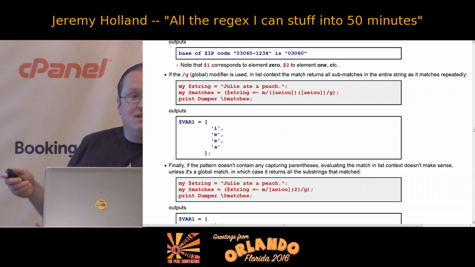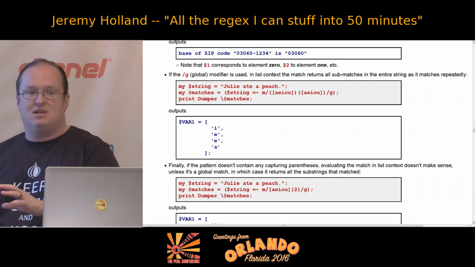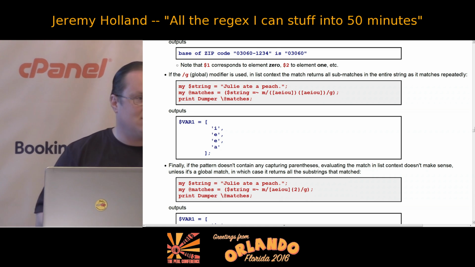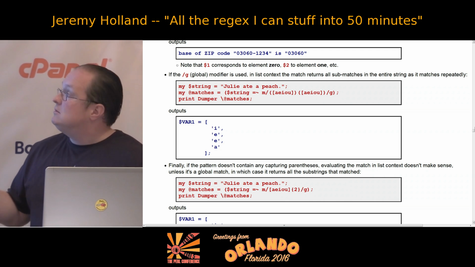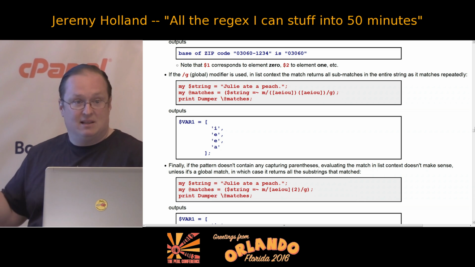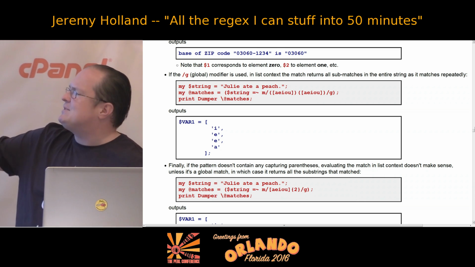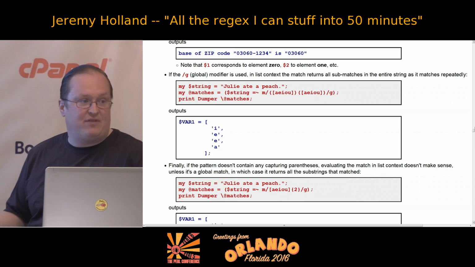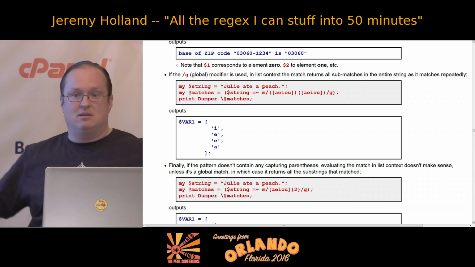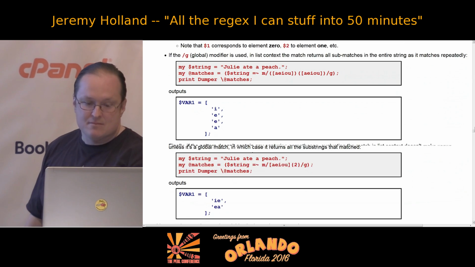If you also use the global modifier in list context, it will return all the submatches for every place that it matched. Sometimes that's what you want, but in a lot of cases you now have to figure out how to parse that apart. So I find it typically is better to call in scalar context with the global match repeatedly, until the match fails, rather than do it all in one giant blob and then have to do that afterwards.